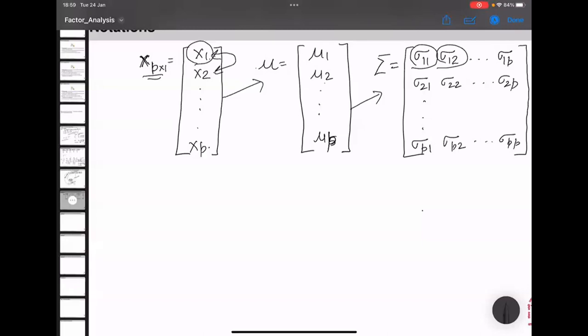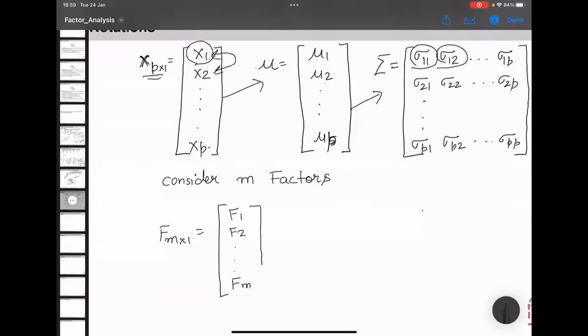The next very important thing that we have to understand is this. Consider that there are m unobservable latent variables, that is, m factors, which I am writing as f1, f2, fm. These m factors are actually causing x1, x2, xp, just like the previous. These are observable things, and these factors are not observable. So I want to find a relationship between these two.